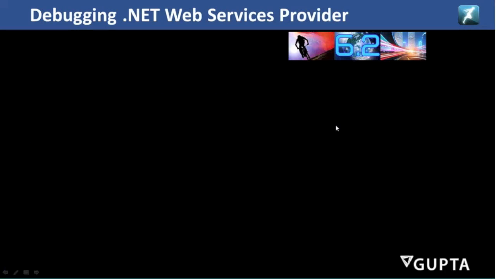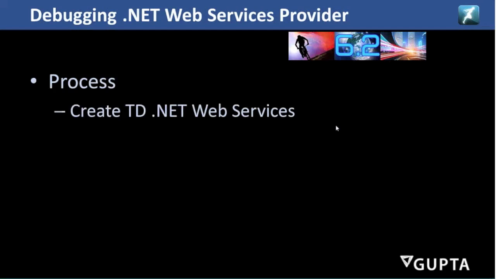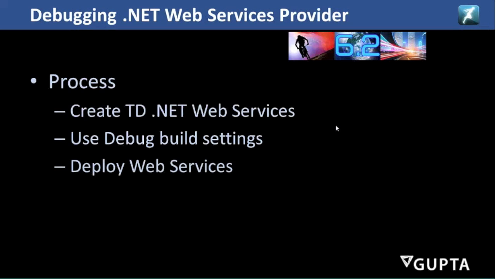Okay, let's look at this one here: Debugging .NET Web Service Provider. The process is this one here. You create a TD.NET web service with multiple operations or one operation, whatever you need. You also need to use the debug build settings in the Team Developer .NET web service. You need to deploy the web service to your IIS server.